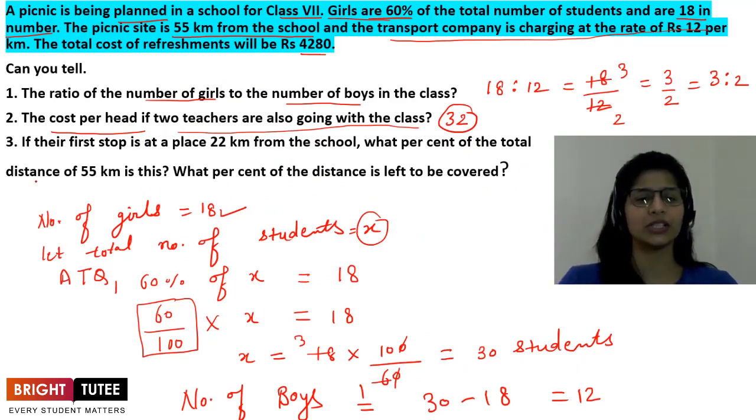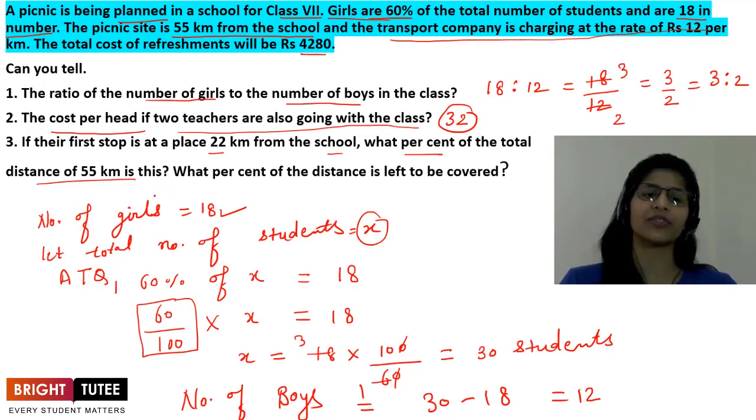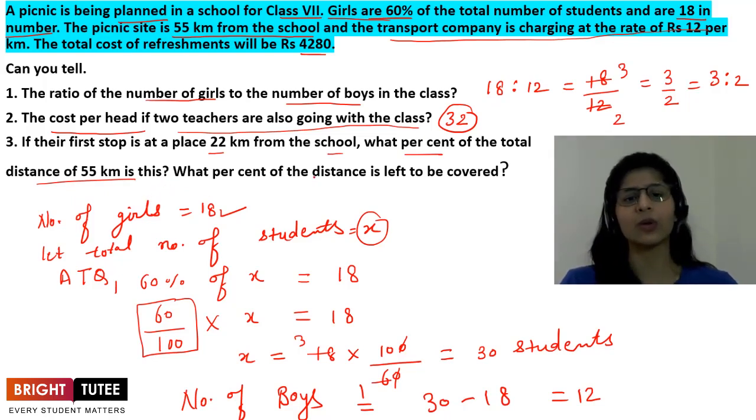In the third part of the question, they are asking if their stop is at a place 22 kilometers from the school, right? That means when they are traveling for 55 kilometer, in between they had one stop, and the stop was 22 kilometer away from the school. What percent of total distance 55 kilometer is this? That means 22 kilometer is what percent of 55, right? And what percentage of distance is left to be covered?